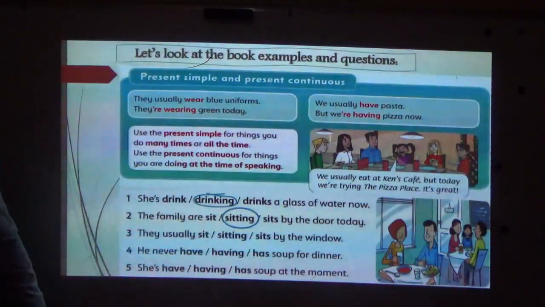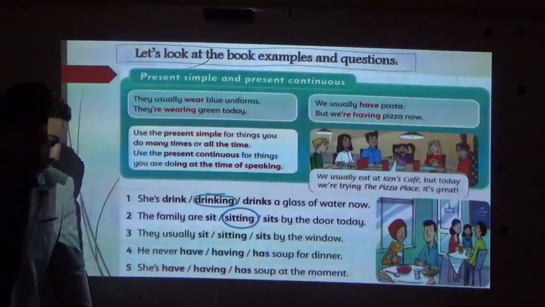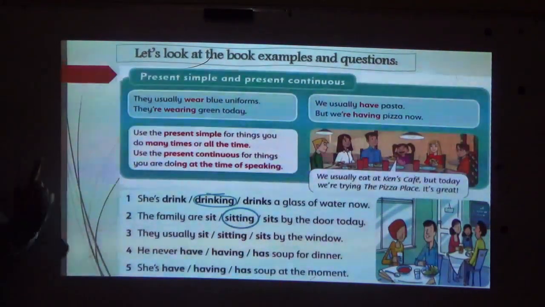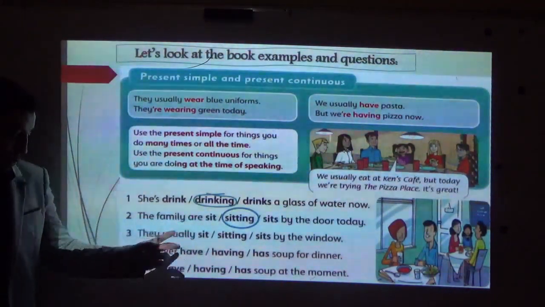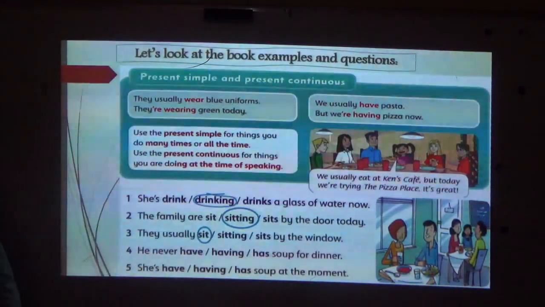Number three, they usually sits by the window. Which one? They usually, yes, excellent. Present simple. We don't have am, is, are. Yes, I will use sit. Yes, excellent. They usually sit.